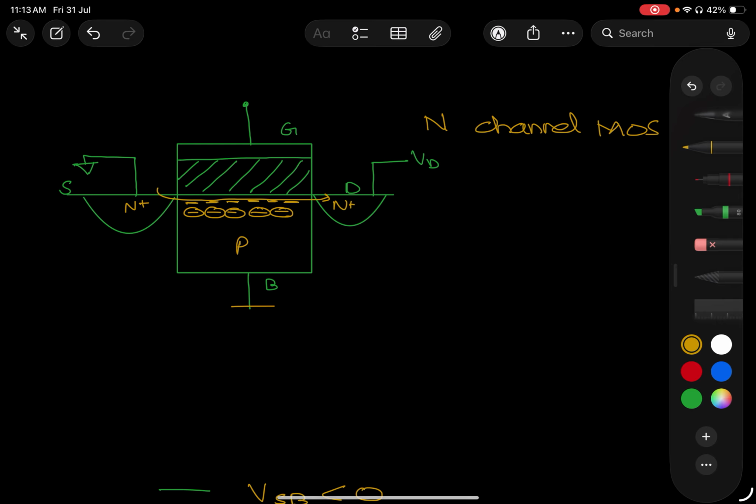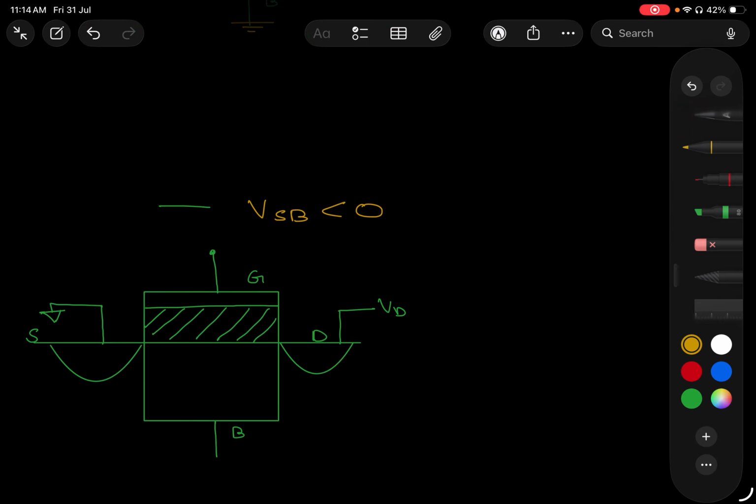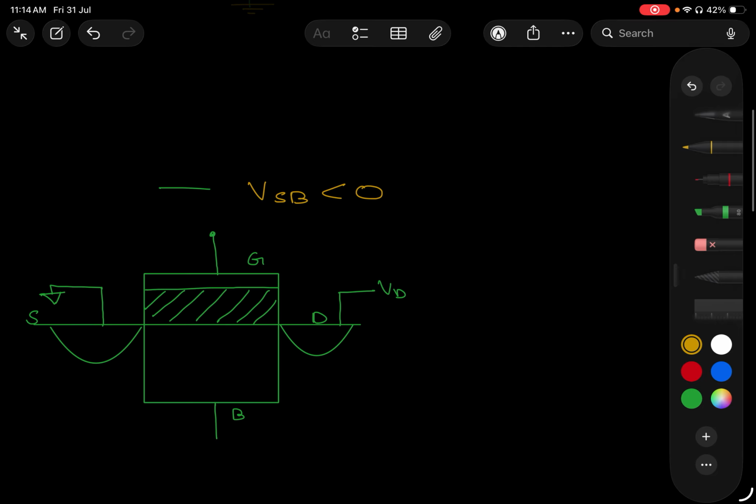Since we are considering the body grounded, we can neglect the body effect in normal cases, but sometimes there will be a connection to the body too. So there will be some potential called VSB, between source and body. Say this VSB is such that, we know this is N plus and this is P, so it is connected like this, negative here and positive here.